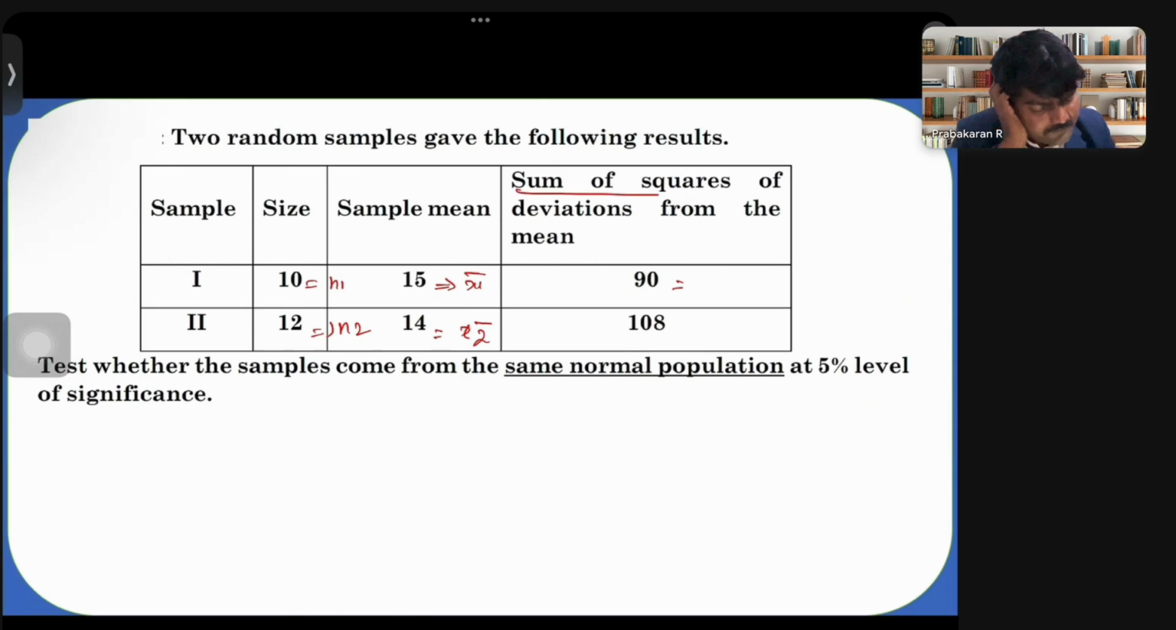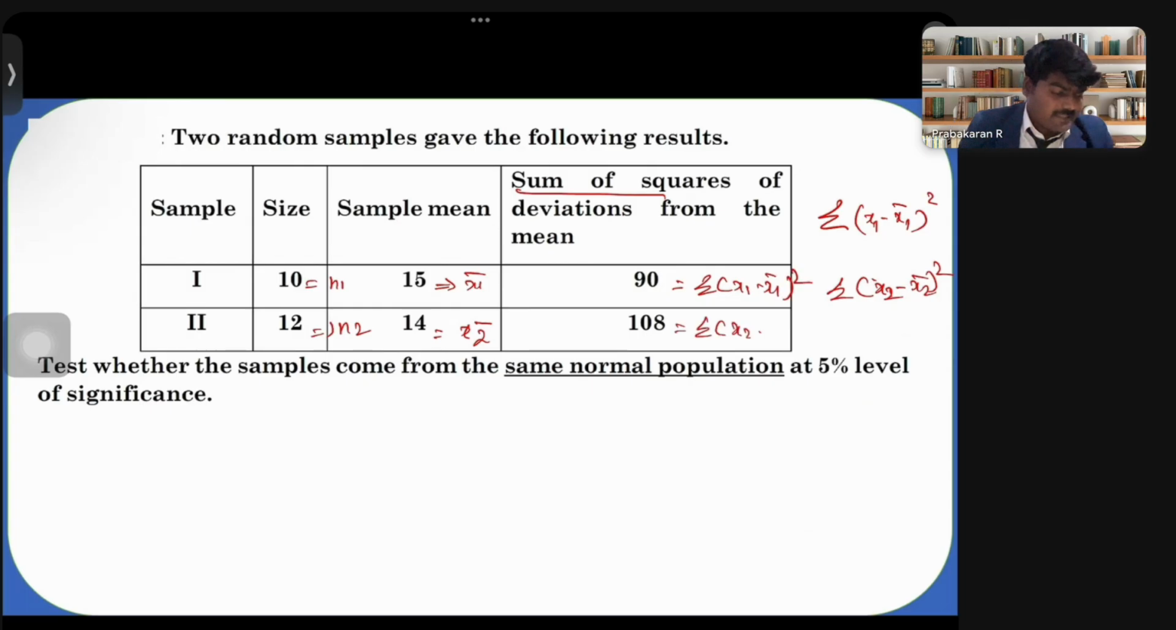Sum of squares of deviations from the mean, that is x minus x bar. If it is the first sample, x1 minus x1 bar. The second sample, x2 minus x2 bar, whole square. This is summation of x1 minus x1 bar whole square, and the next one is summation of x2 minus x2 bar whole square. So as we did in the previous problem, in the same way we can do this problem.